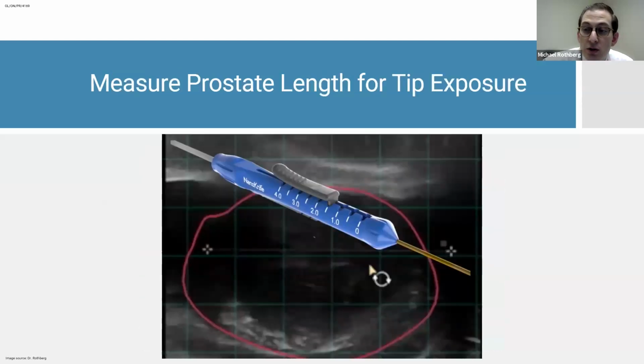Next, I'll move to the sagittal view at midline where we can see the urethra usually and the catheter. And there I'll measure the full length of the prostate. And we use this information along with lesion size and lesion location within the prostate to determine the amount of tip exposure for the electrodes, which will either be 1.5 centimeters or 2 centimeters, depending on our desired ablation zone.